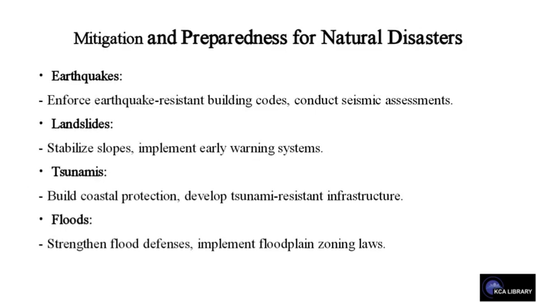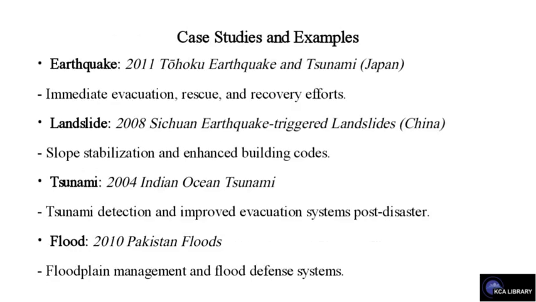Now, what are some of the mitigation and preparedness measures for natural disasters? For earthquakes, they should enforce earthquake-resistant building codes and conduct seismic assessments. For landslides, there should be stabilized slopes. They should also implement early warning systems. Before it happens, there should be a warning and all. There should be a system like that. For tsunamis, they should build coastal protection and develop tsunami-resistant infrastructure. And for floods, they should strengthen flood defenses and implement floodplain zoning laws.